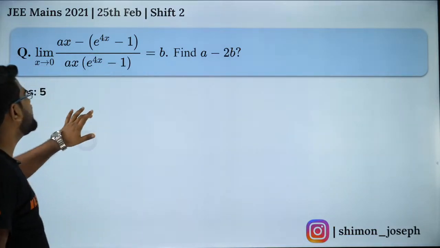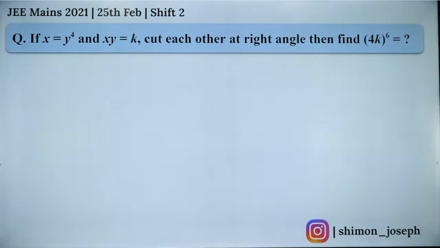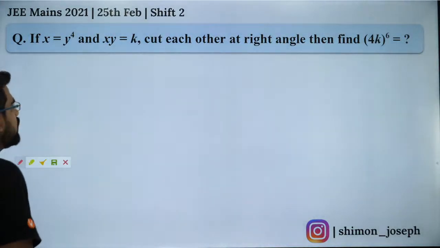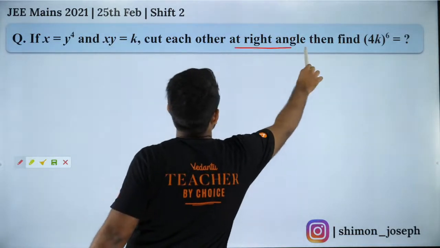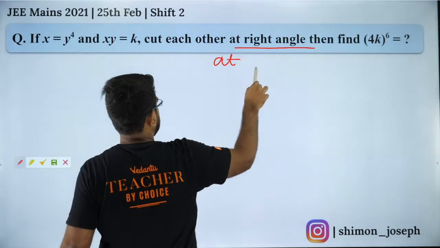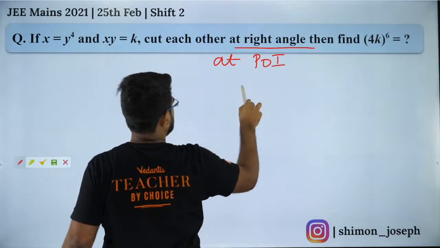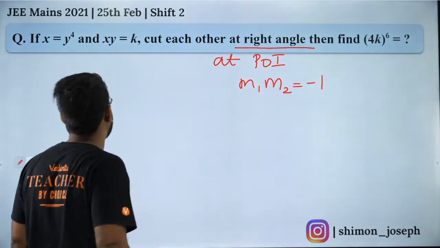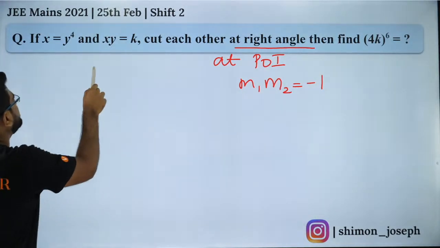Okay, so this is the next question which I have for you. Guys, how will you solve this question? Let's try to have a look at it. So first of all, they cut each other at right angle. That means at the point of intersection, the slope of both the tangents should be minus 1. So first of all, what is the point of intersection?